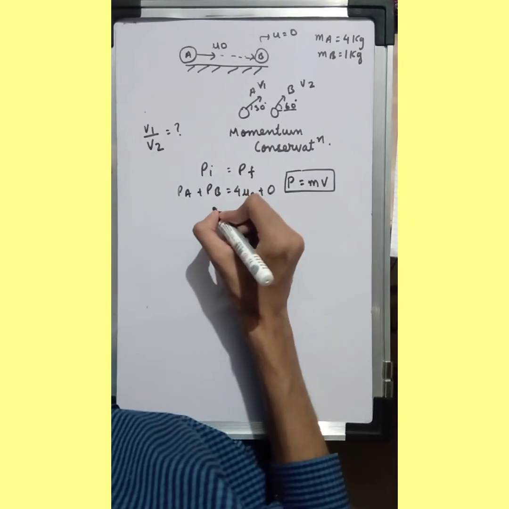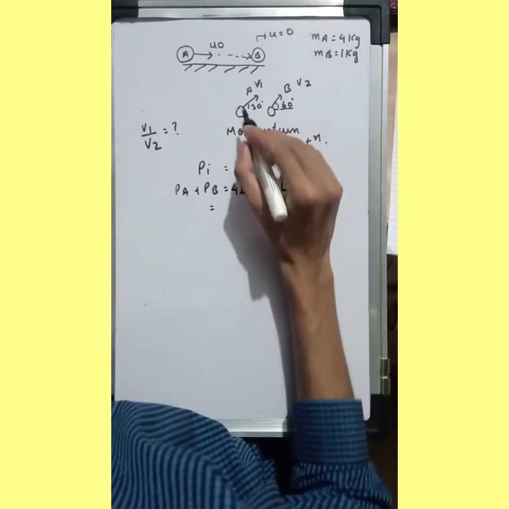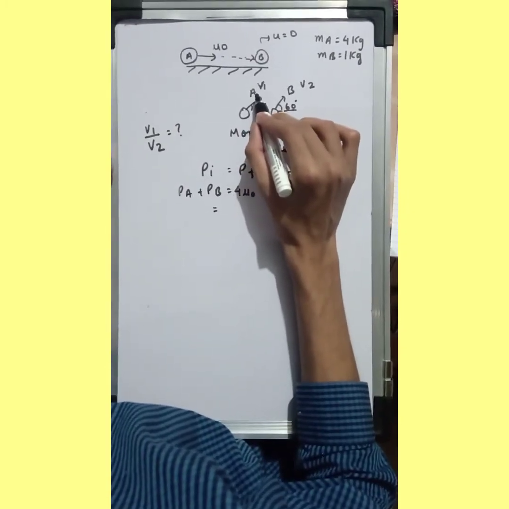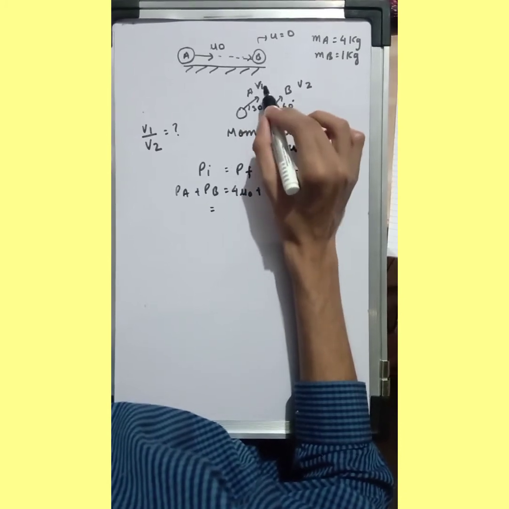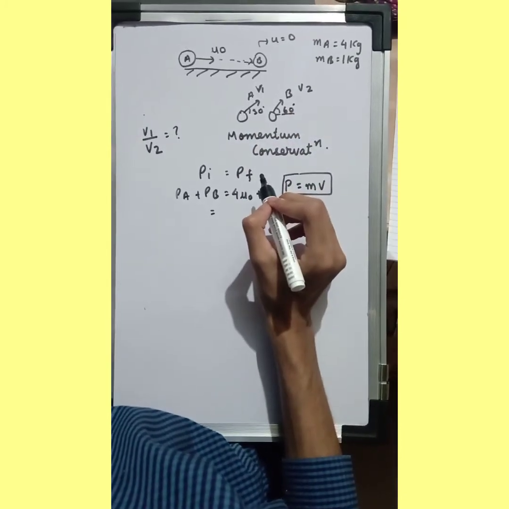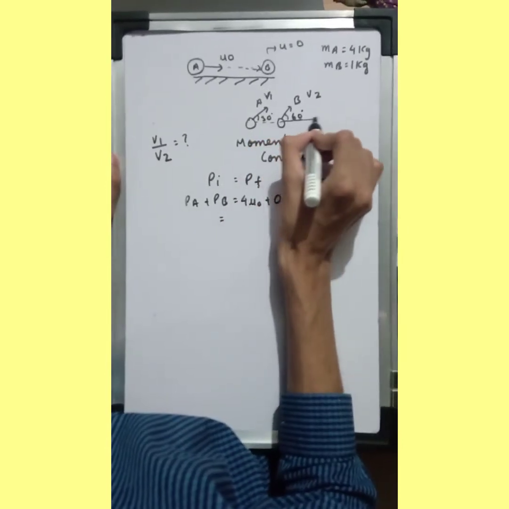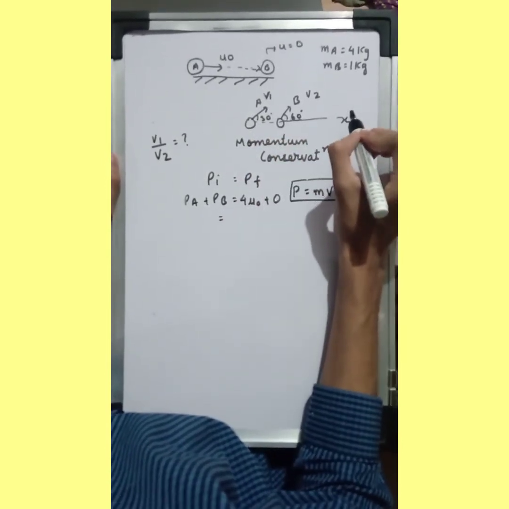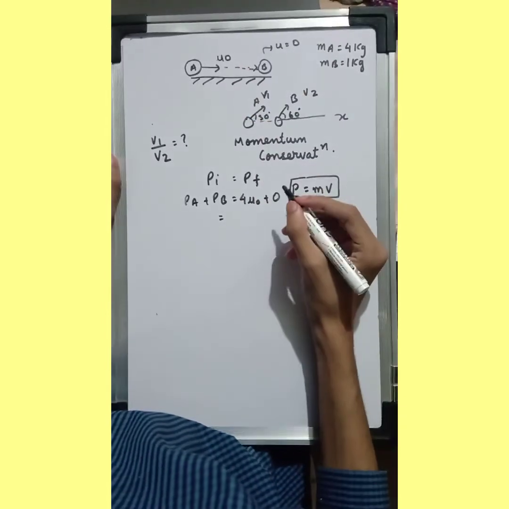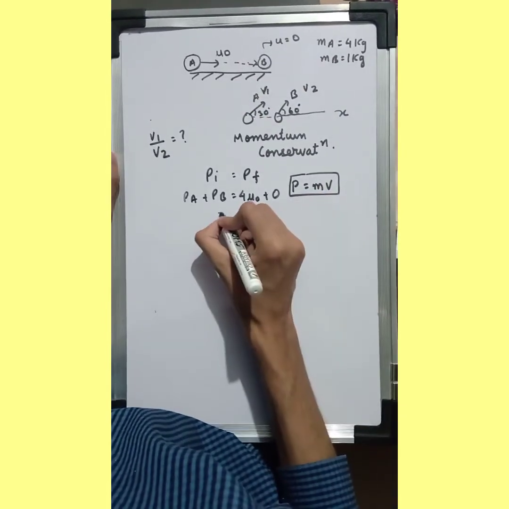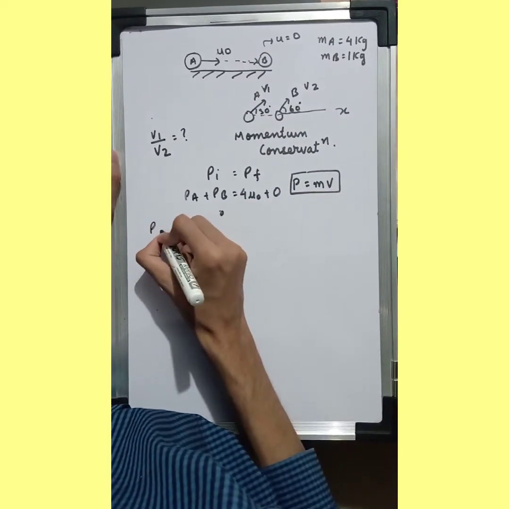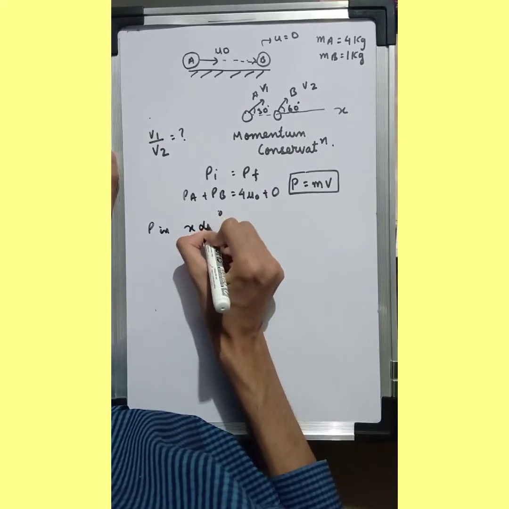And finally this moves in a direction 30 degree, v1. So we will do one thing. We will assume the x direction of the system, this one, x direction. And we will resolve the momentum in two directions. So let us do it. Momentum in x direction.